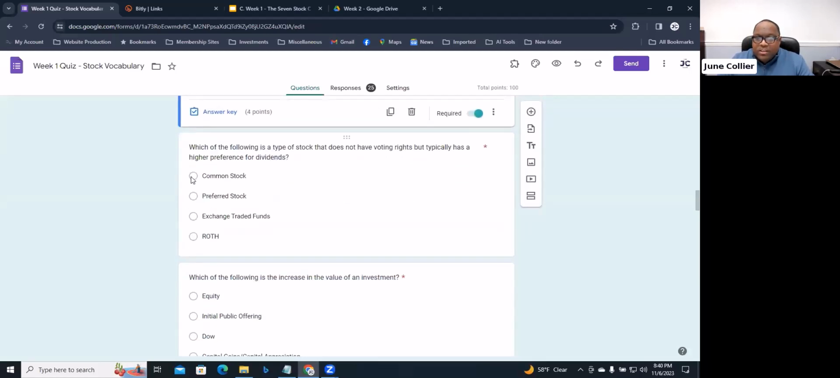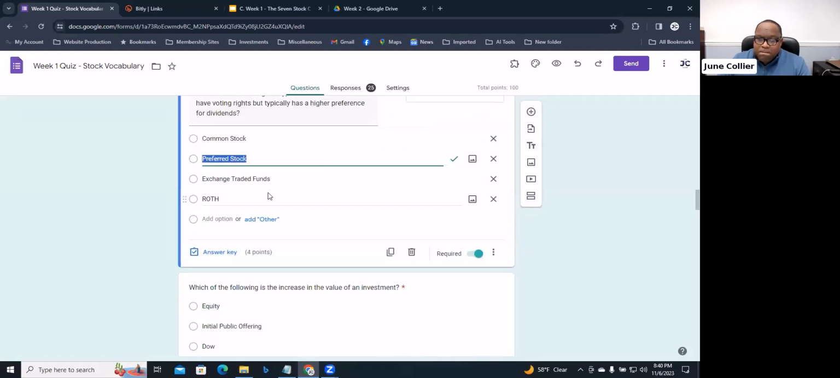When we come down here to the next question, which of the following is a type of stock that does not have voting rights, but typically has higher preferences for dividends? And that's going to be your preferred stock.